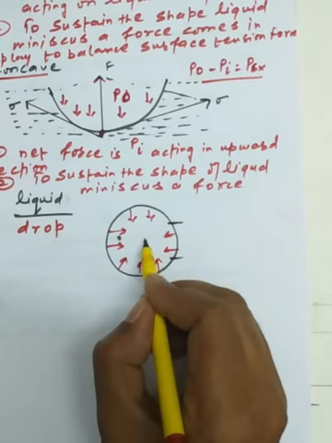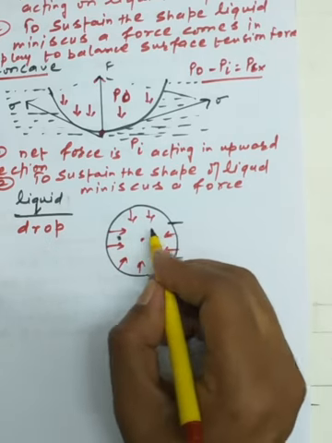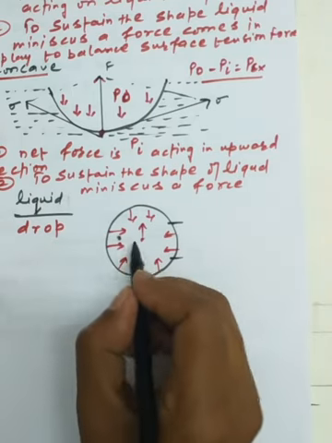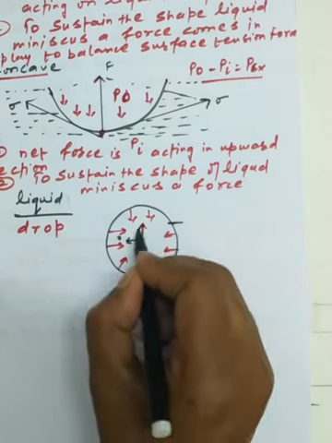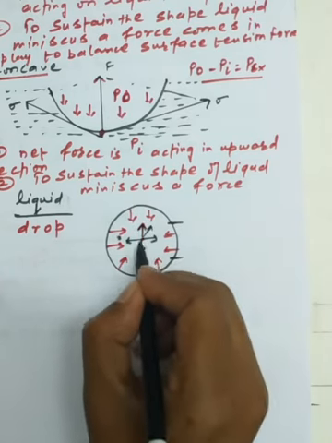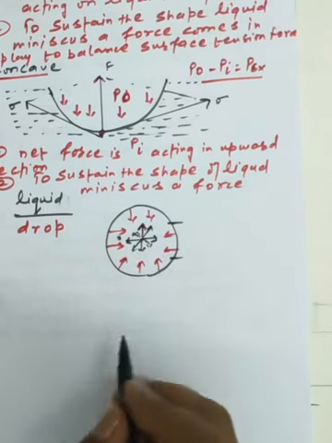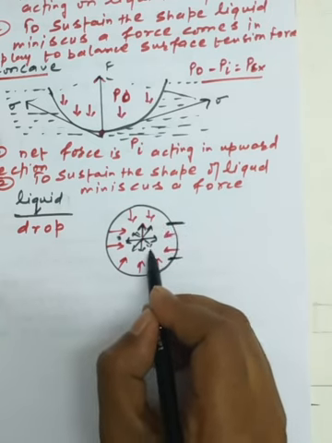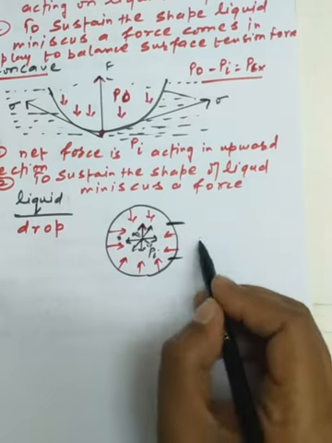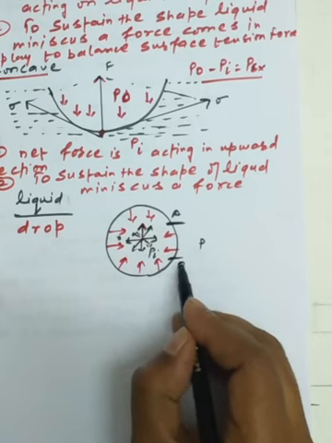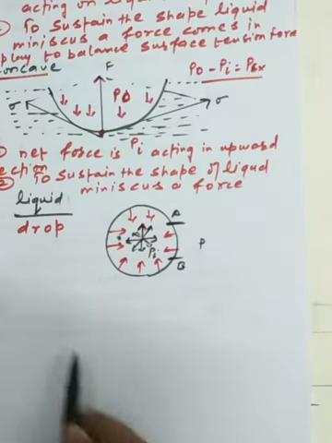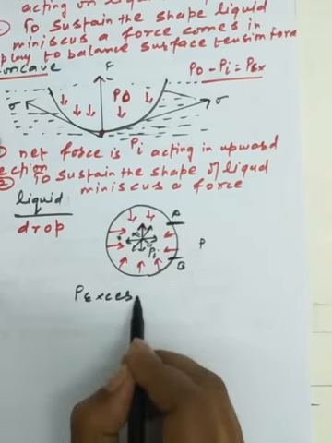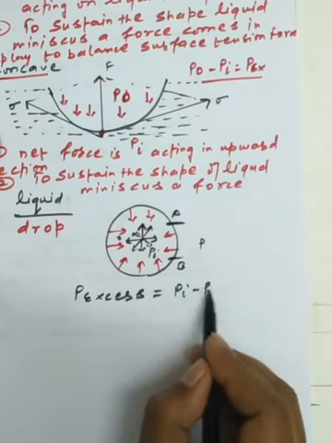At this time, to balance the resultant surface tension force, a force acts in an outward direction on the wall of the liquid drop. This force sustains the shape of the liquid drop, and this force per unit area on the inside surface of the drop makes the concept of the inside pressure. And this is the outside pressure, outside the liquid drop. This is the surface of the liquid. To sustain this spherical shape, we assume the excess pressure, P excess, equal to P inside minus P outside.